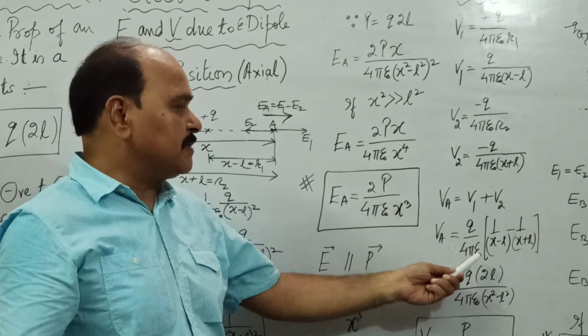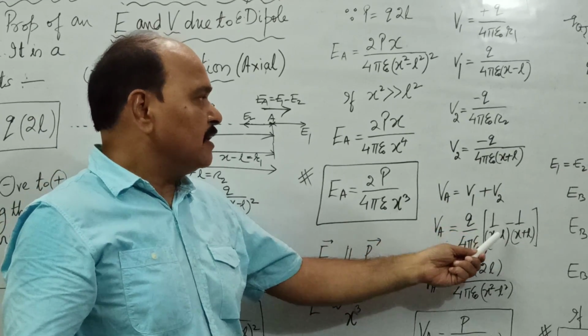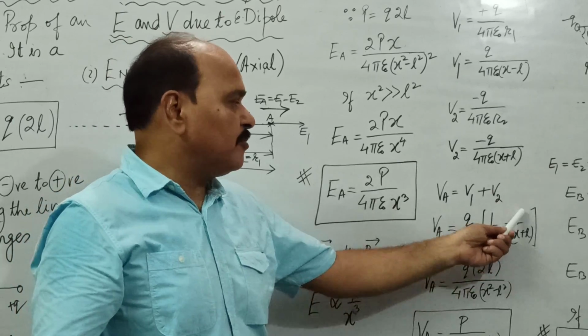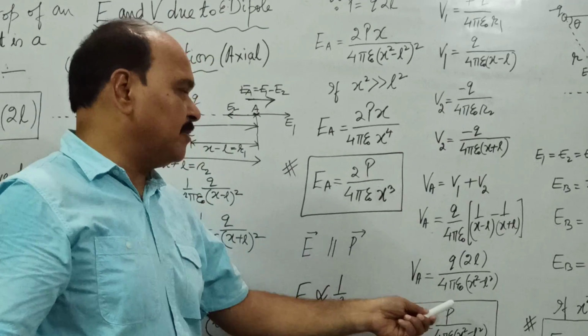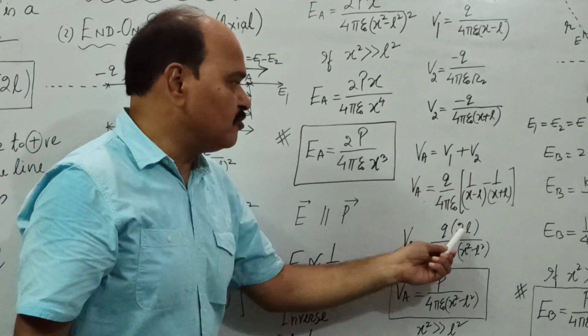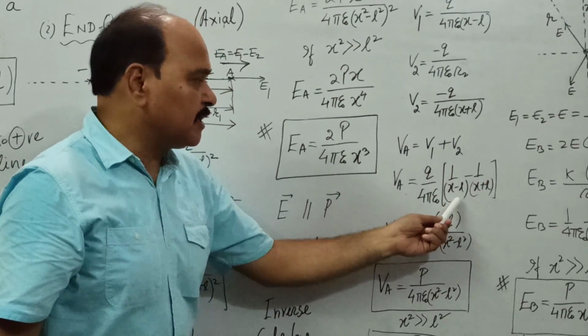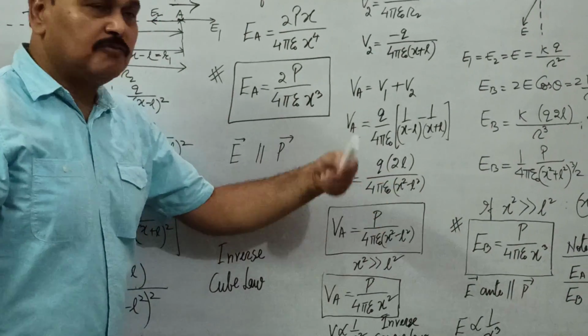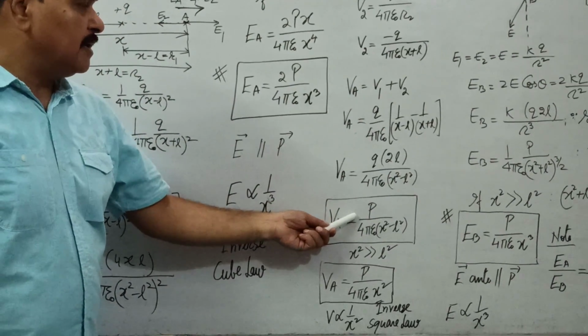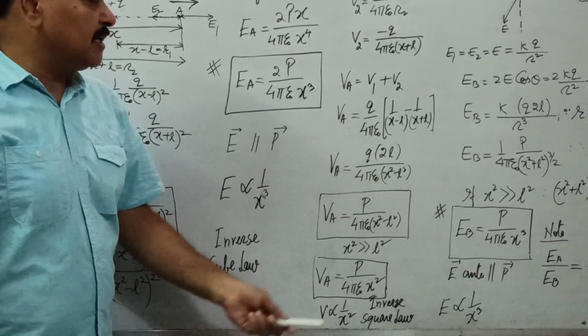Q upon 4 pi epsilon naught into 1 upon X minus L minus 1 upon X plus L. If we cross multiply and solve it inside the bracket, what do we get in the numerator? 2L. And what do we get in the denominator? X square minus L square. Q into 2L is as usual P, and in the denominator is X square minus L square.